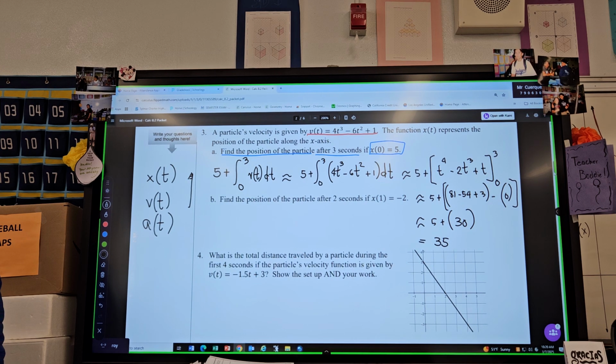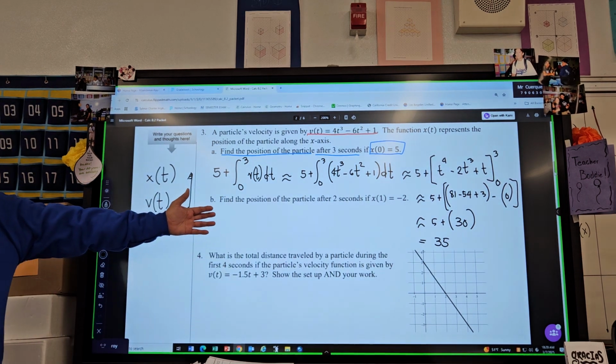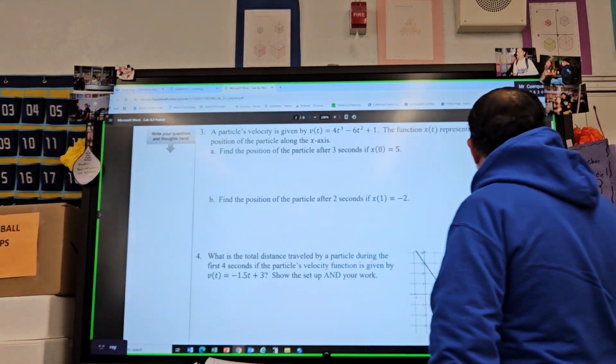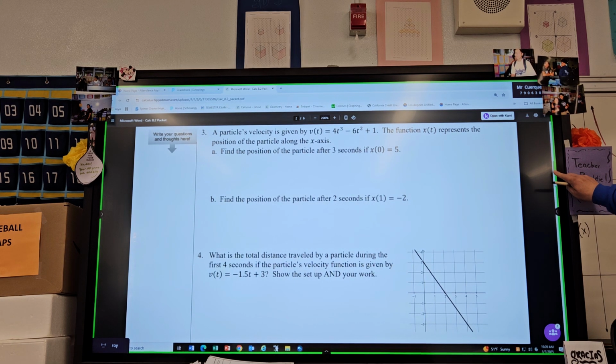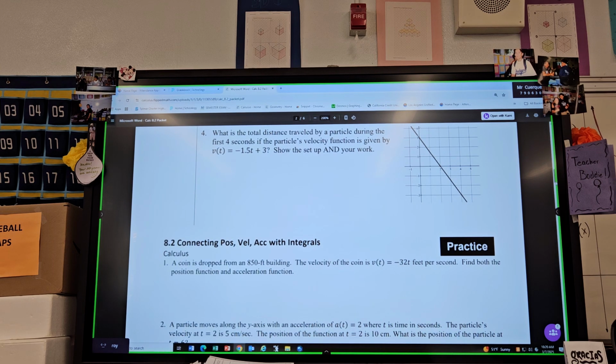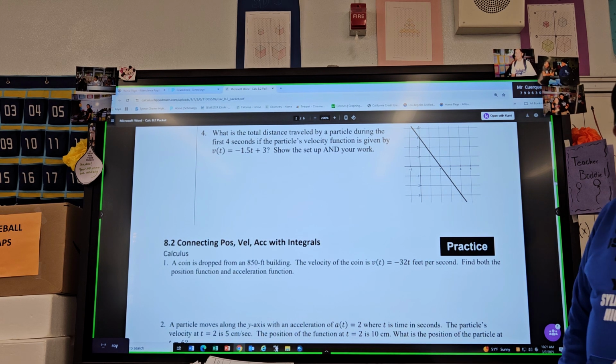So let's move on to the last example before you do practice. Alex, can you read the problem for me, please? You cannot see? Can I move this up first? Guys, are you done copying? Okay, I'll move this up first, Alex. Okay. Now, thank you, Alex.